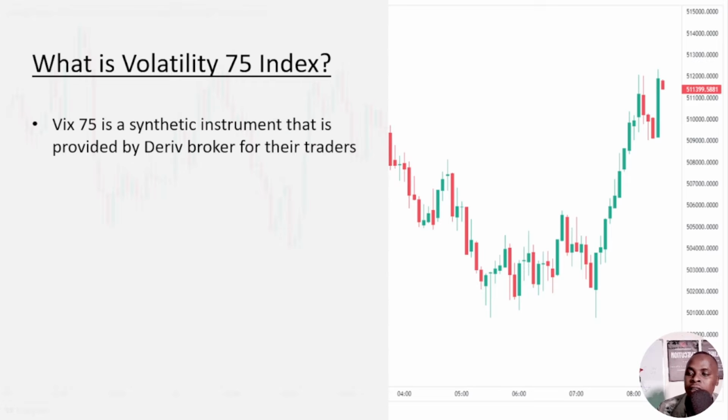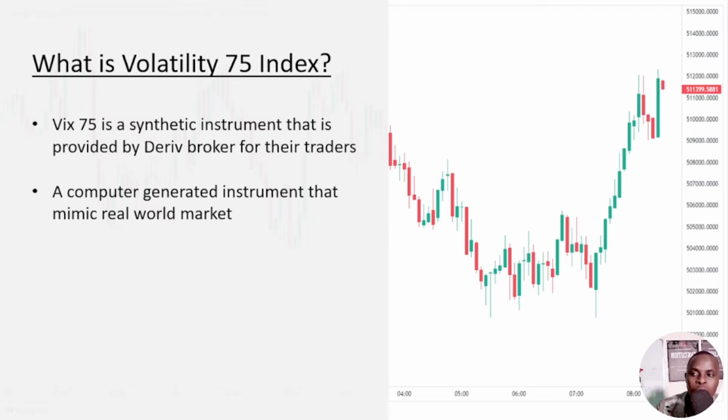Volatility 75 index is a synthetic index that is provided only for now by Deriv for their traders to trade. This index is a computer generated instrument. This is not a real market where a lot of people are placing a lot of money, but it is a computer generated market that mimics the real world market. All the synthetic indices by Deriv are computer generated markets, but they mimic the real world market.